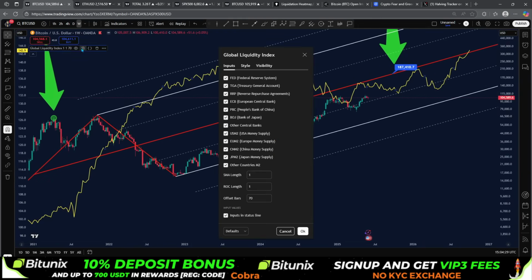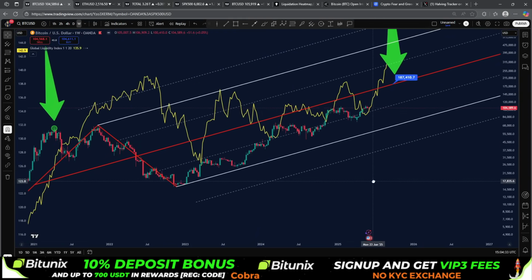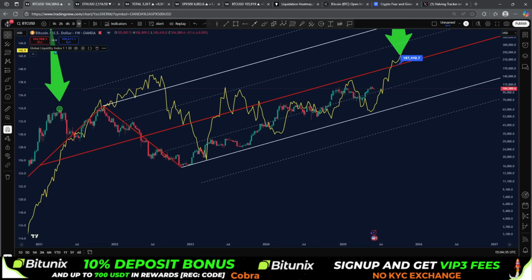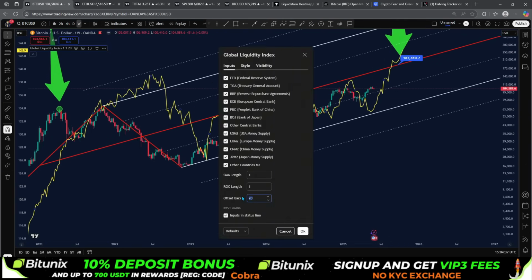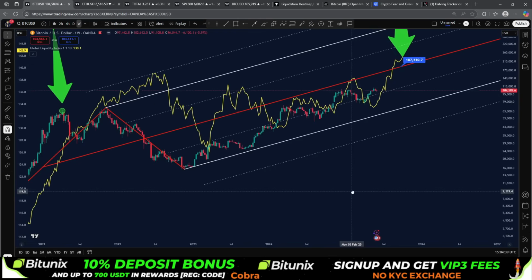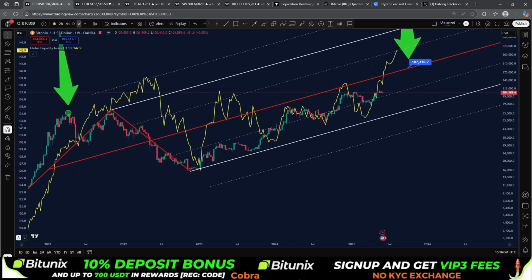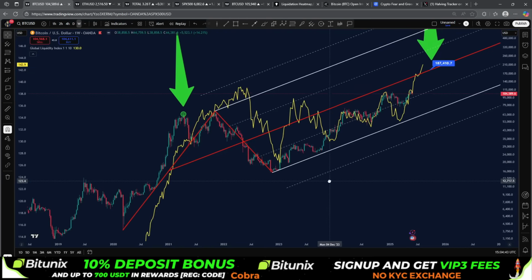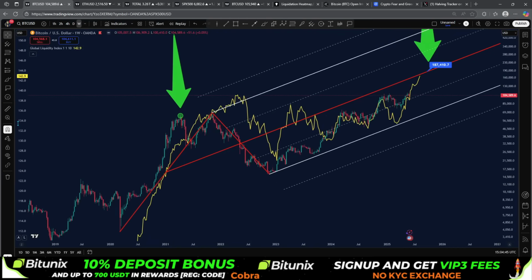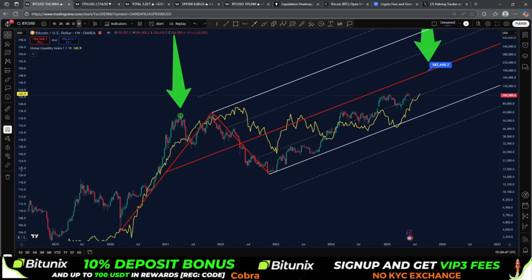Yeah, I think the 70 is too big on the weekly chart. So let's maybe try 20 and maybe even less. So I think we could use a 10 offset here on the weekly. Basically what we're doing is we're shifting the global liquidity chart into the future. So as you guys can see here on the weekly chart, Bitcoin has been following the global liquidity. There's no lie to that.